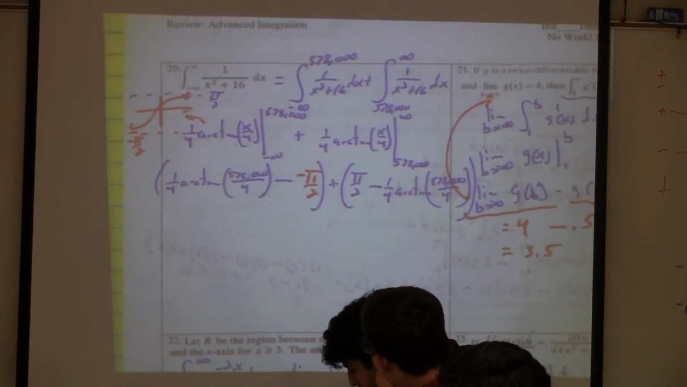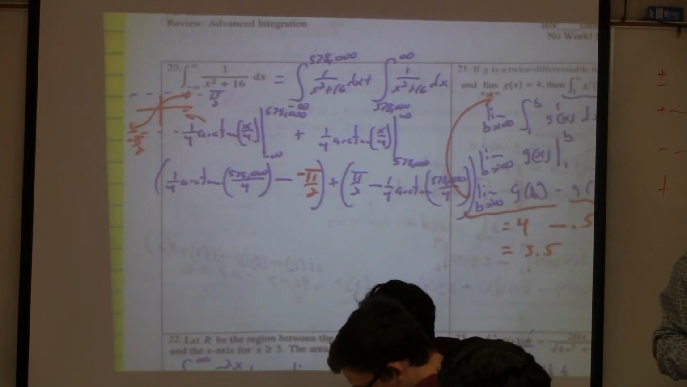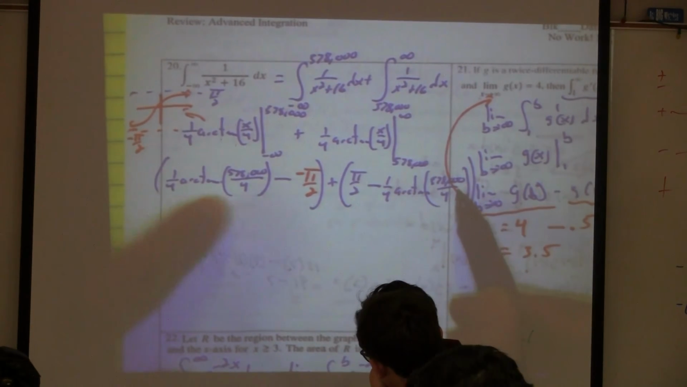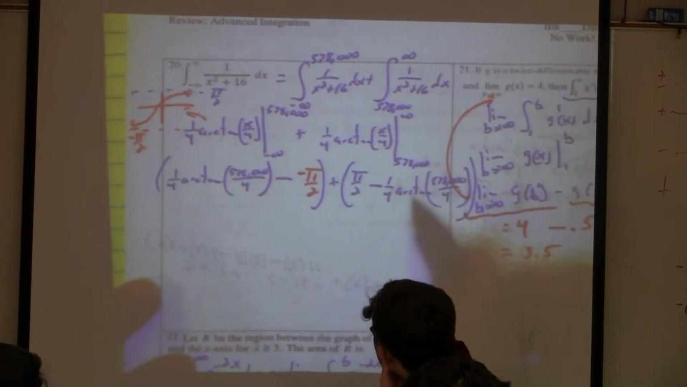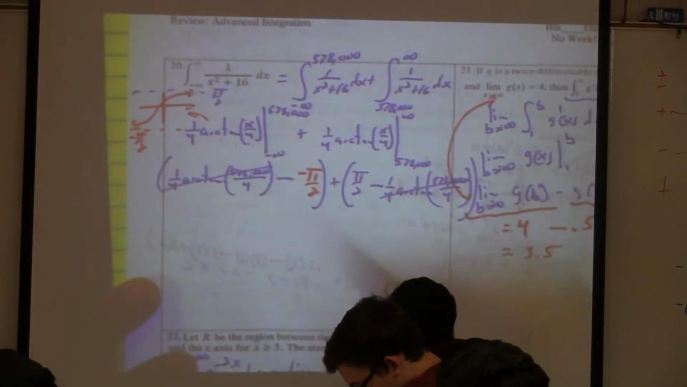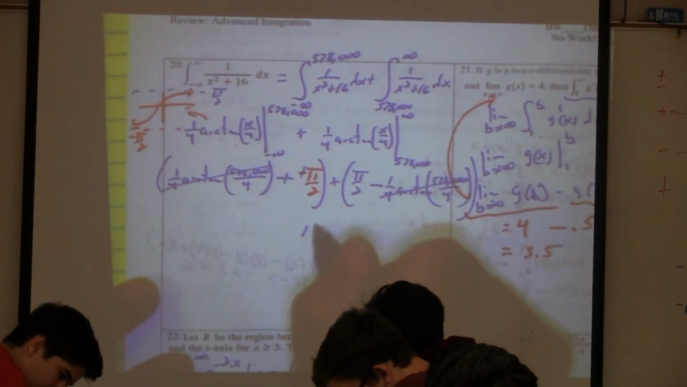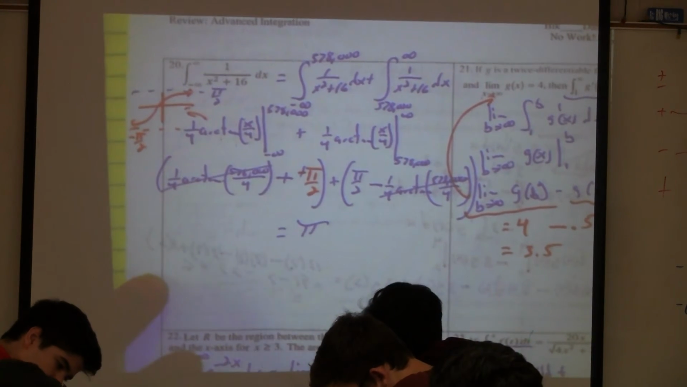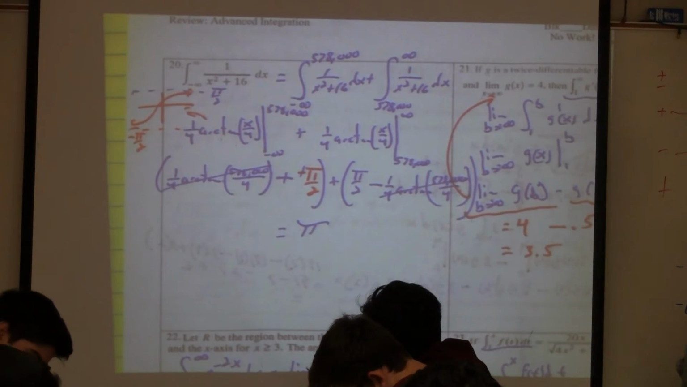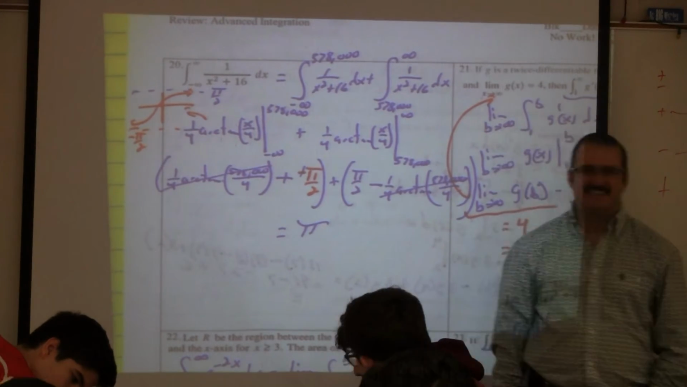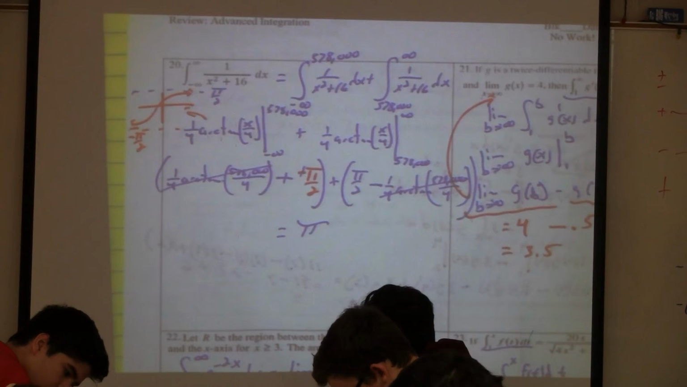Can you solve it? So what do we know about these arctangents? The 578,000 terms cancel out, right? So I didn't even have to worry about them. This becomes plus, so pi over 2 plus pi over 2. Negative plus positive. Half a pi. Pi over 4? So half a pi plus half a pi is only 1/4?